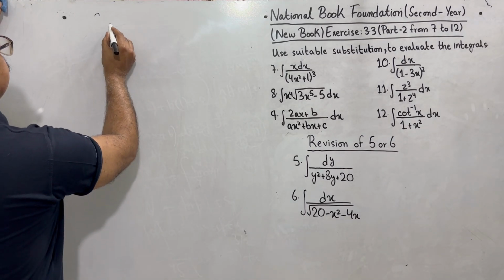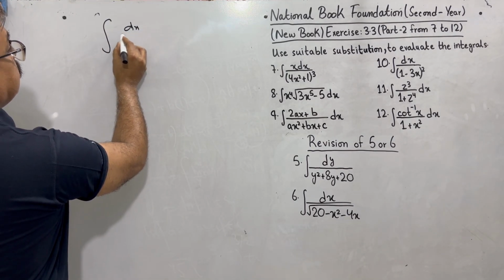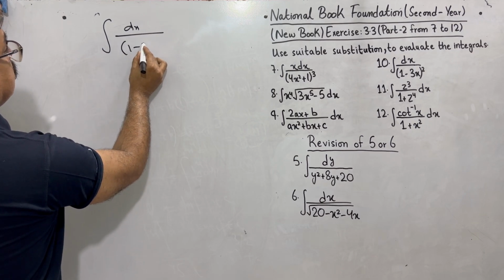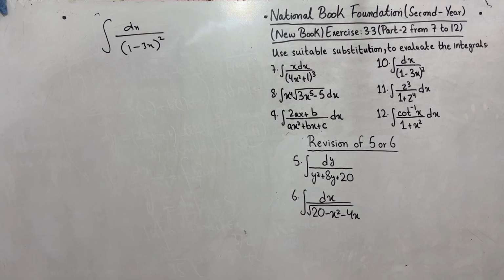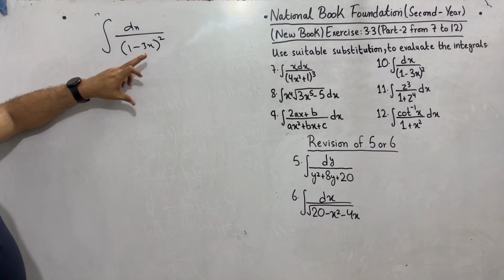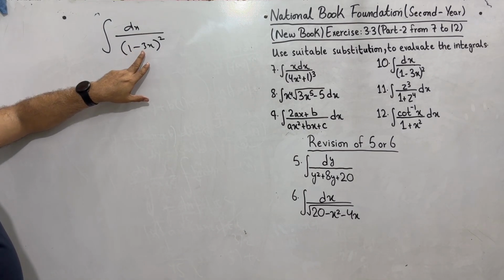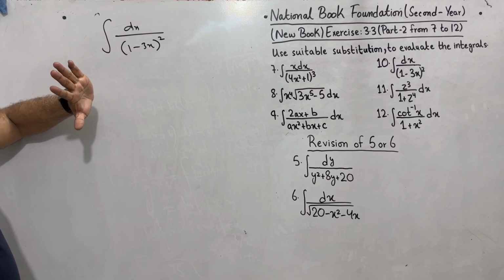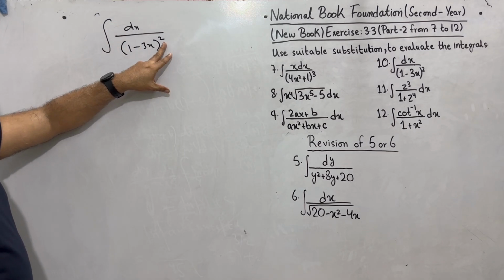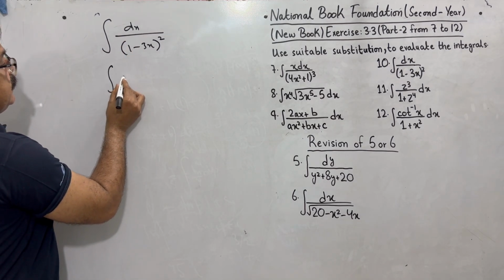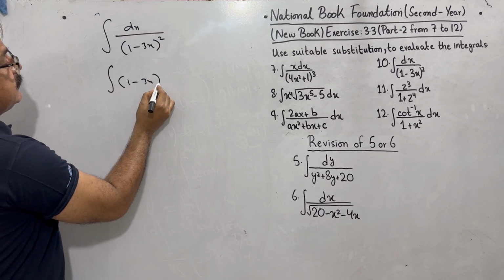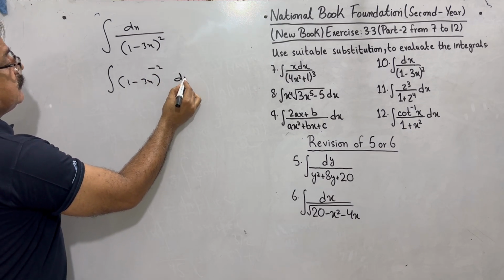Question number 10, we have dx over (1 minus 3x) raised to the square. There is no need to open the square. What is differentiation of negative 3x? That's negative 3. It's a constant, we can compensate. The overall function is not power 1. It can be shifted to the numerator. So we have something like this: (1 minus 3x) raised to minus 2 dx.